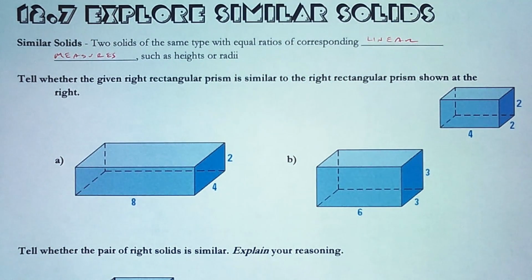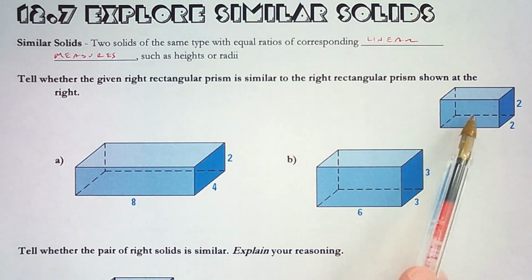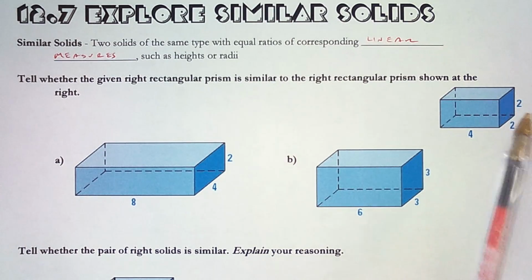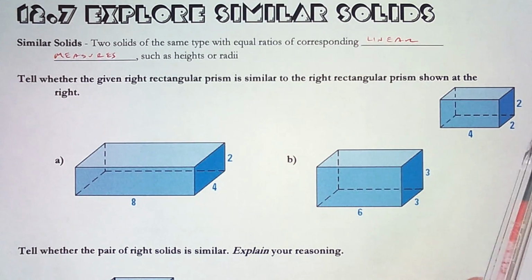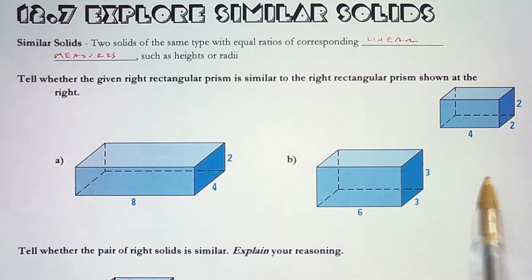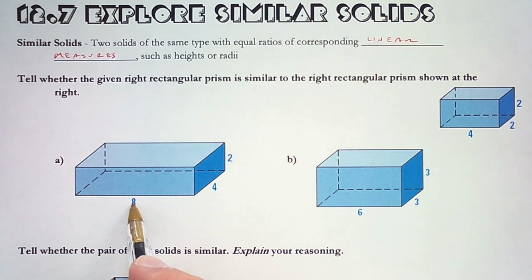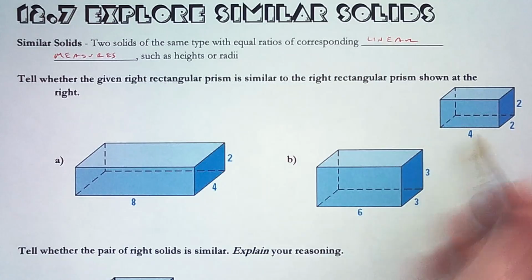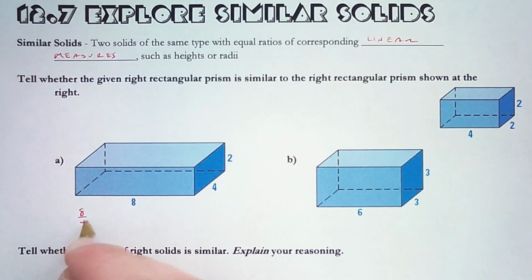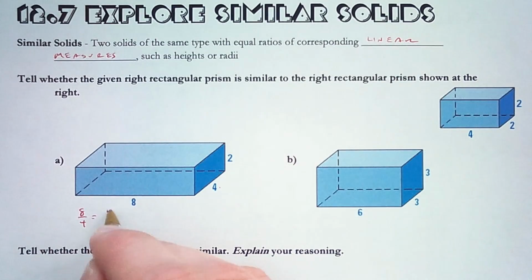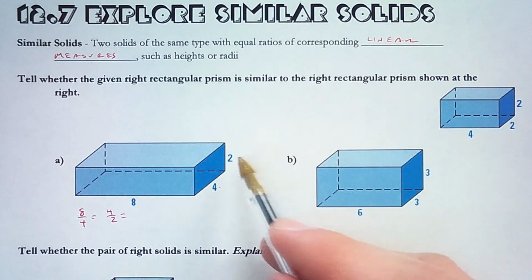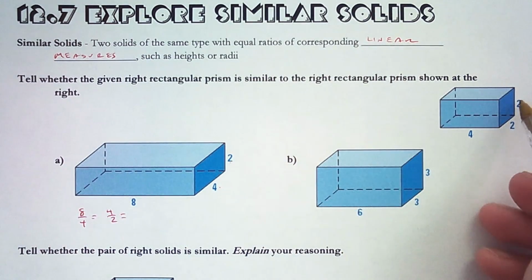Okay, so for our first question here, we want to determine whether either of these two solids, A or B, is similar to this one here at the right. Now, if they are similar, then the ratio of all corresponding parts will be equal. So I'll do 8 to 4. That should be equal to 4 to 2. And that should also be equal to 2 to 2.